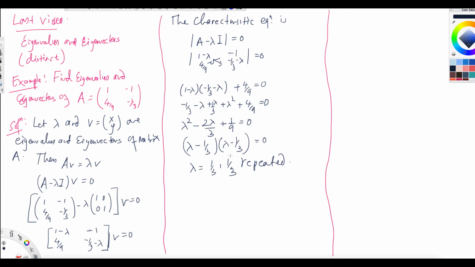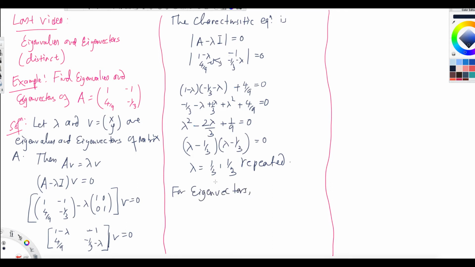So that's the repeated eigenvalues you got. The characteristic equation, we took that and simplified it, and then we got a repeated eigenvalue. Okay guys, so we need to find out the eigenvectors. So what are the eigenvectors then? Okay, so next is for eigenvectors.